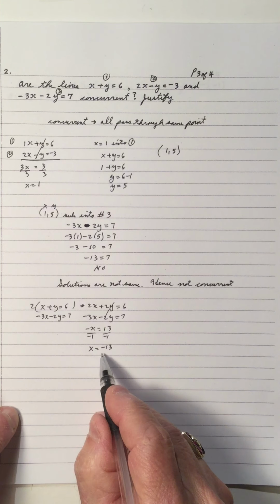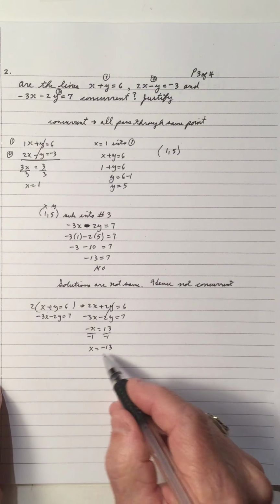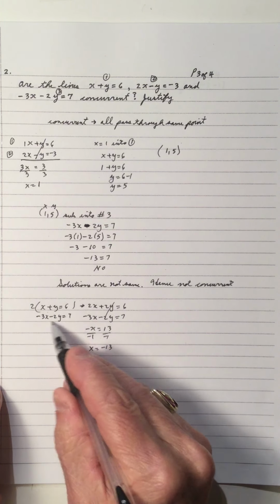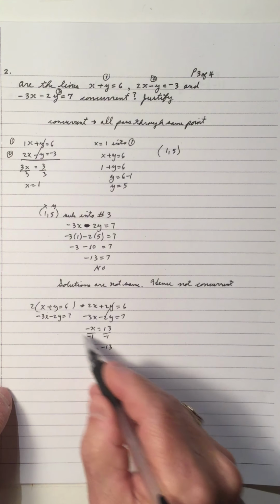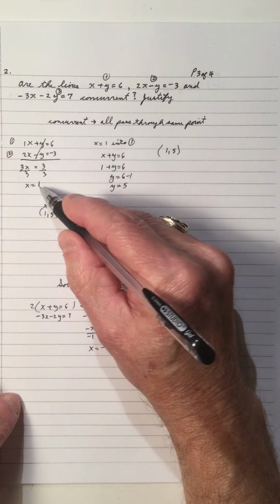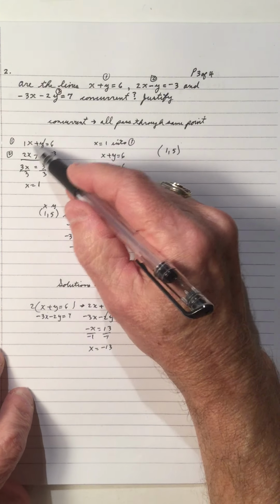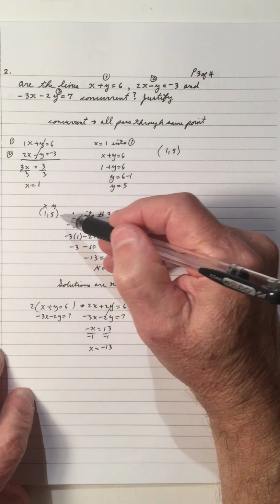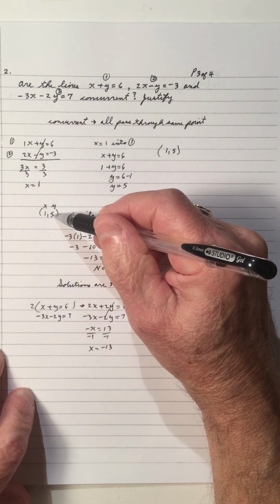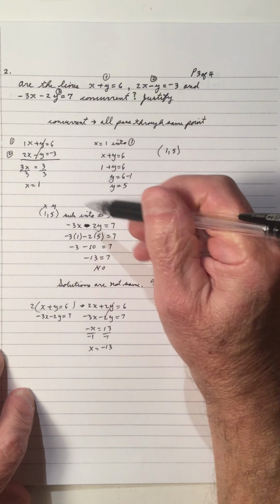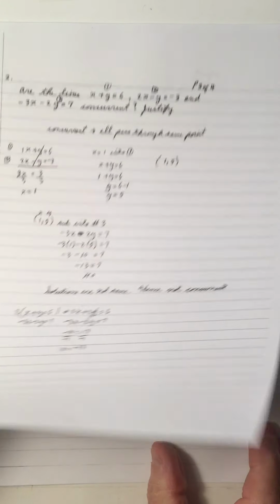If I sub 13 into here and get what y is, the x-coordinate of this point of intersection for these two equations is different than this x, so they are not concurrent. So by solving one pair, getting the point and subbing the point into the third equation, if this point made this equation true, then this would be the point of intersection of all three lines.